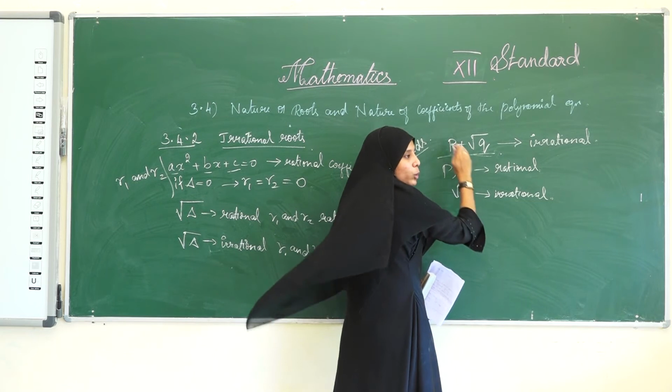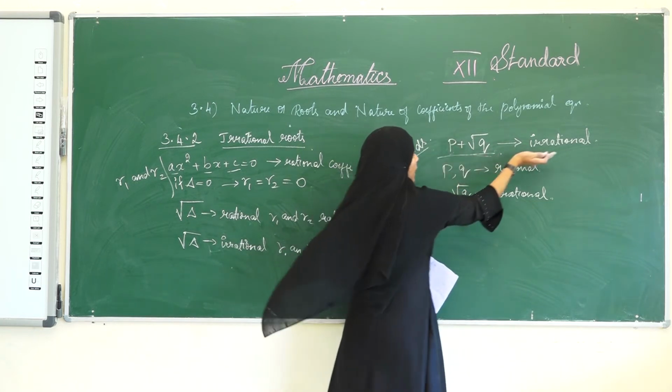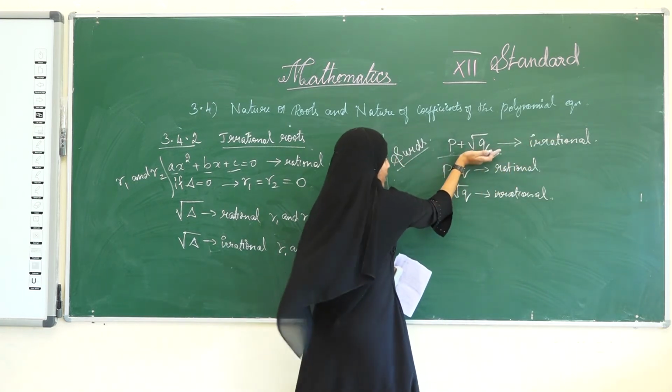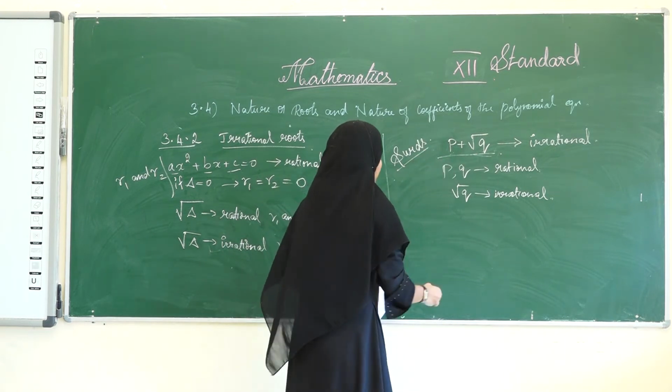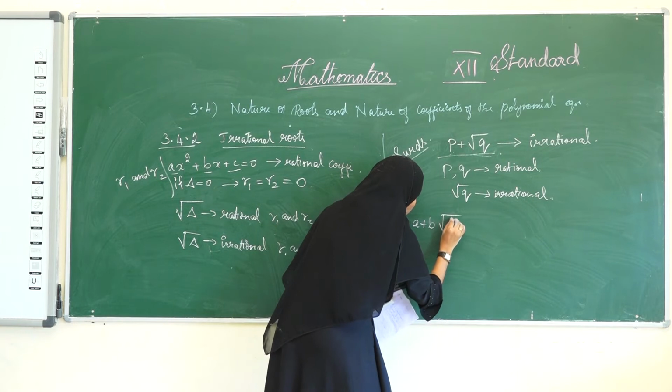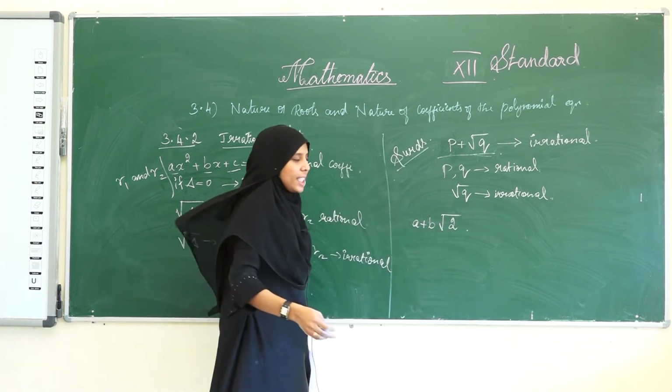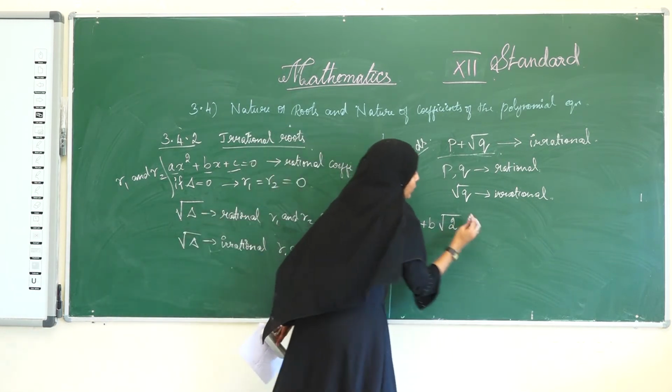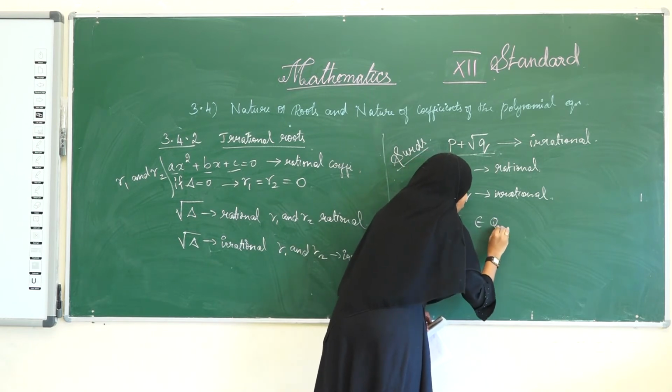So when we are combining rational and irrational, we get an irrational number. This type of irrational number is called surds. Suppose, for example, a plus b into root 2, surely it is an irrational number, right? Suppose they have given this as belonging to q.